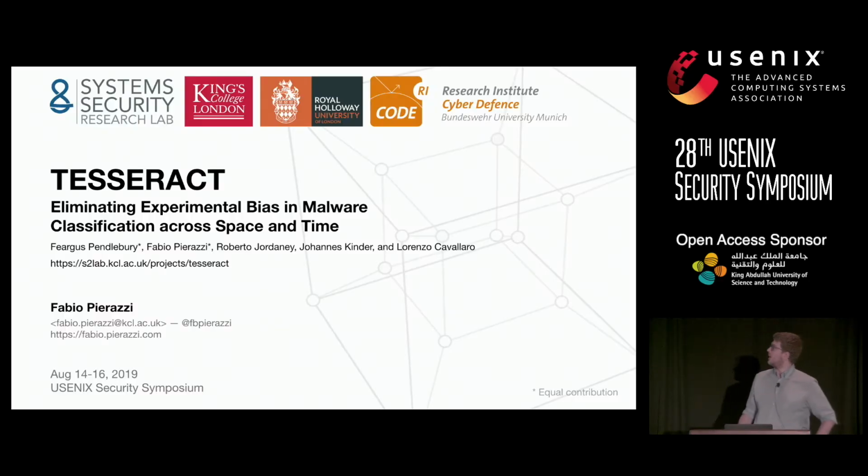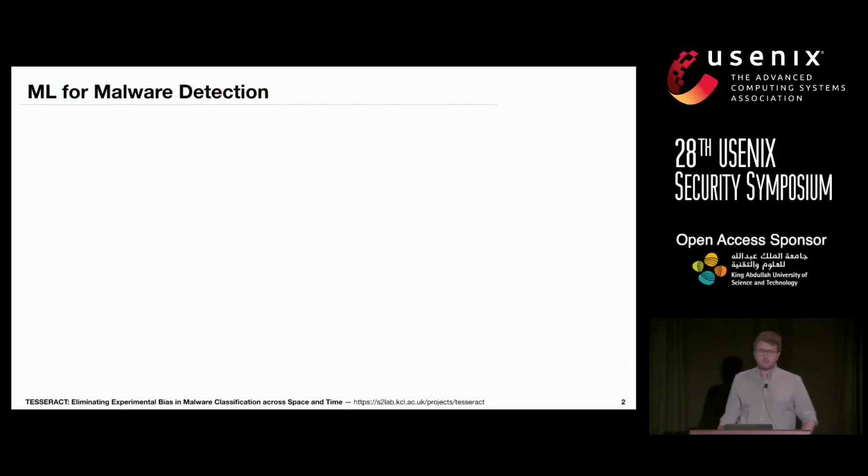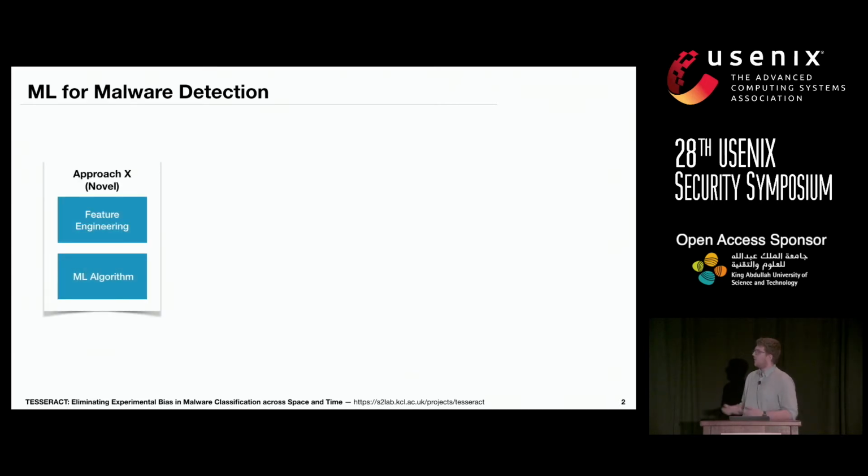Thanks for the introduction. And let me begin actually by presenting a typical pipeline for when you will propose a new approach for malware detection based on machine learning. First of all, you will propose either a new feature engineering and or a new machine learning algorithm, and let's call that approach X. To evaluate your approach, you will need to collect some data.